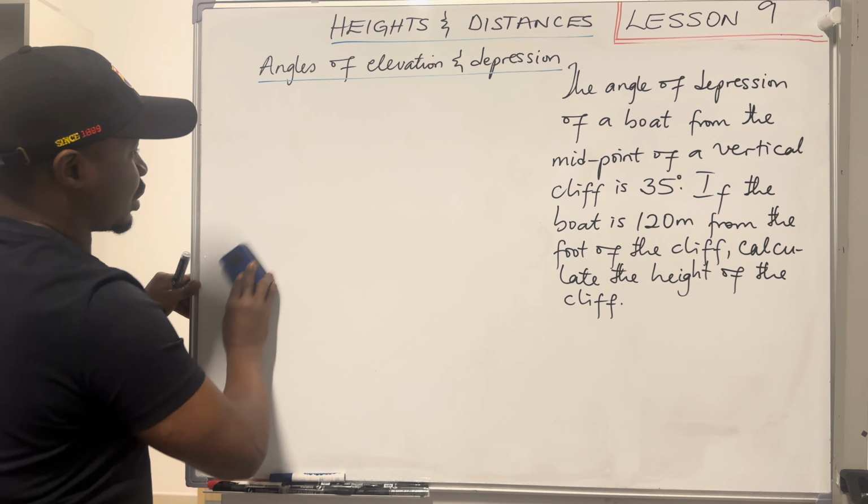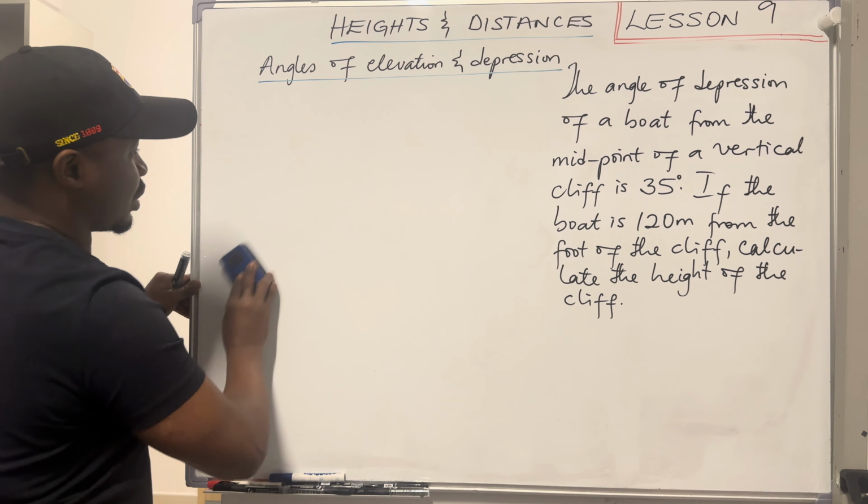The angle is here of a boat. So meaning they are referring to an object here, a boat. From, that "from" is now about to refer to the location of the object. From the midpoint of a vertical cliff. So meaning the angle is where? At the midpoint of a vertical cliff.